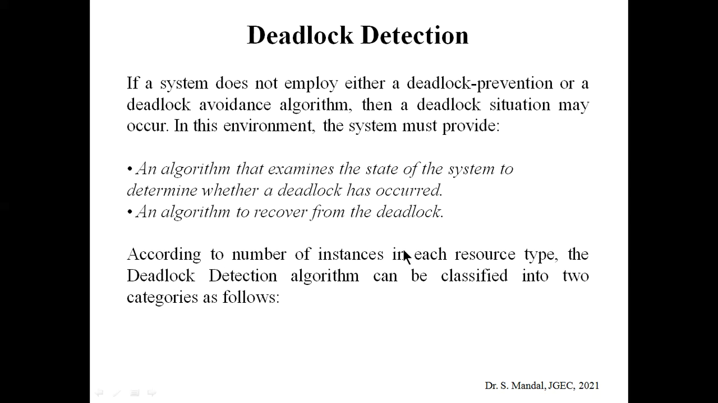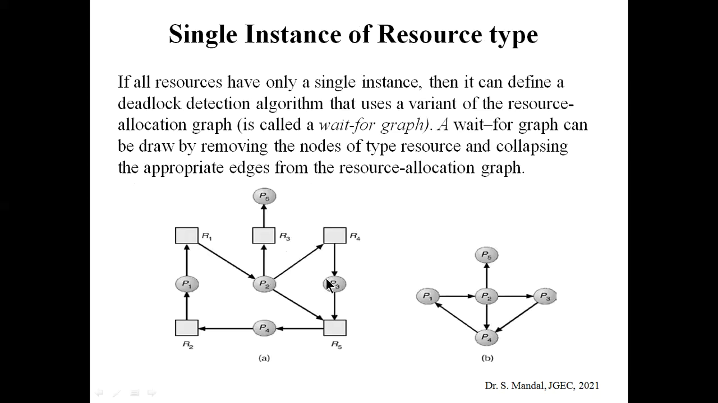Now, according to the number of instances in each resource type, the deadlock detection algorithm can be classified into two categories as follows. The first one is the single instance resource type. This is the first deadlock detection technique, where a single instance resource type is considered. That means each resource has one instance, so each resource can be allocated to only one process at a certain time instance.